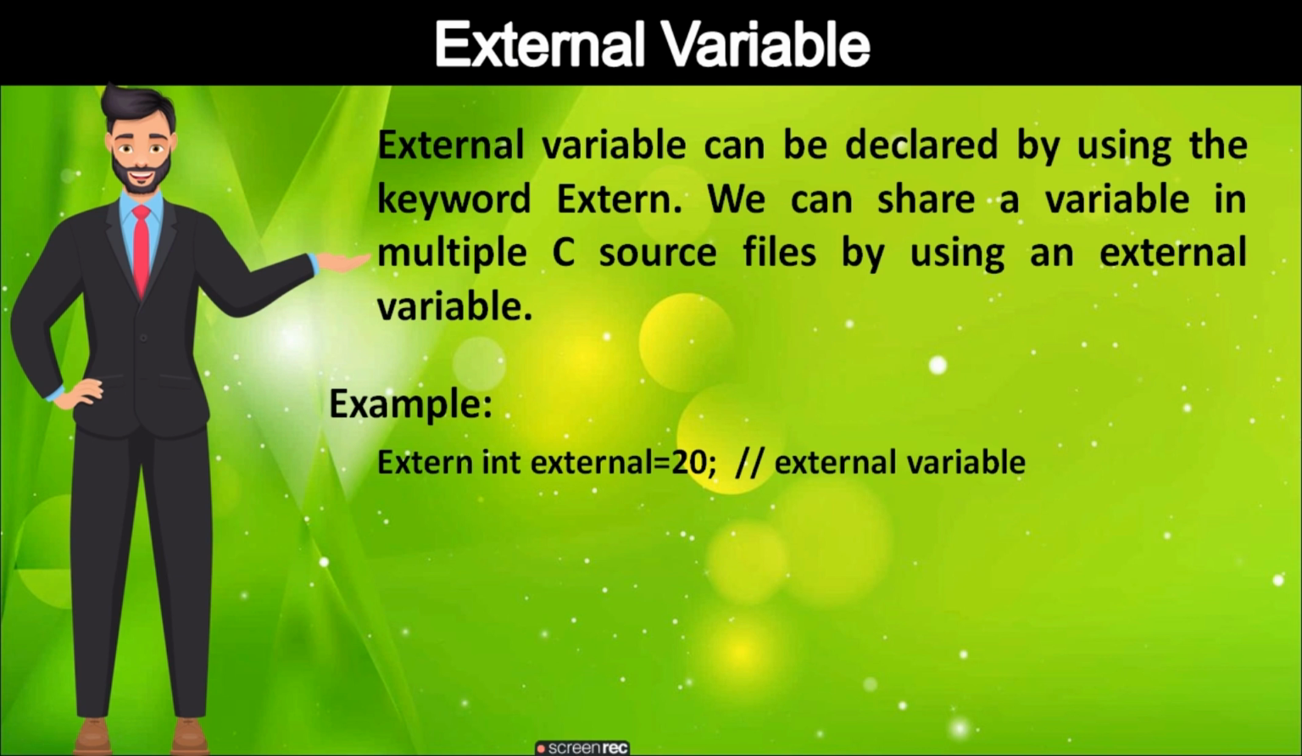The last one is the external variable, and it can be declared by using the keyword extern, and we can share a variable in multiple C source files by using an external variable. So these external variables can be used in multiple C source files. For using multiple C source files, we can refer to that variable as an external variable. So for declaring an external variable, we use the keyword extern. With the help of the extern keyword, we can declare an external variable, and it can be referred to in multiple C source files.